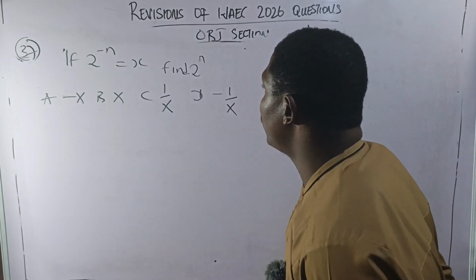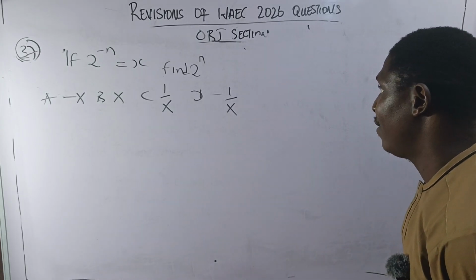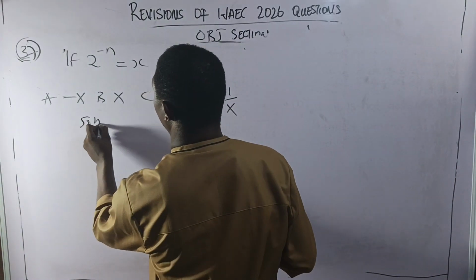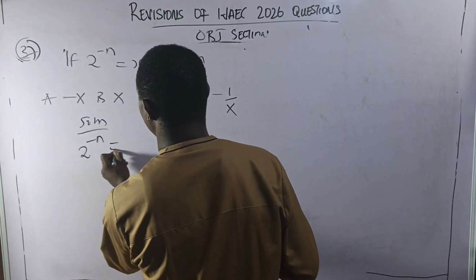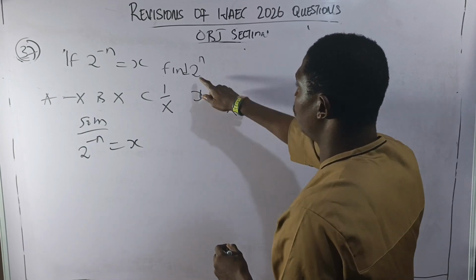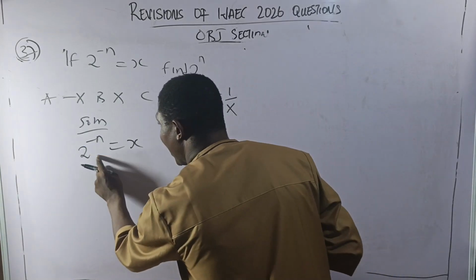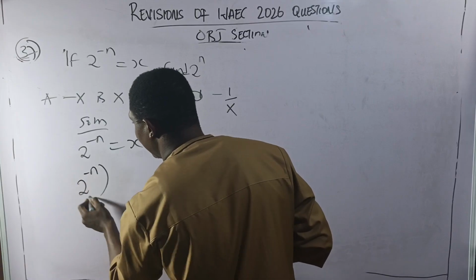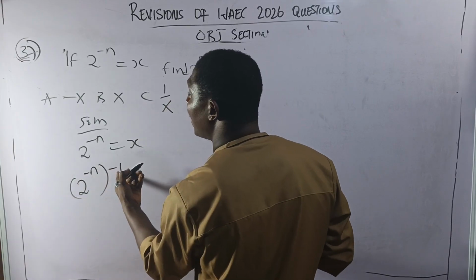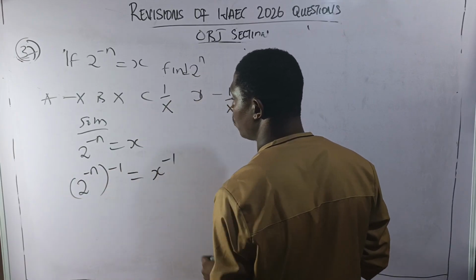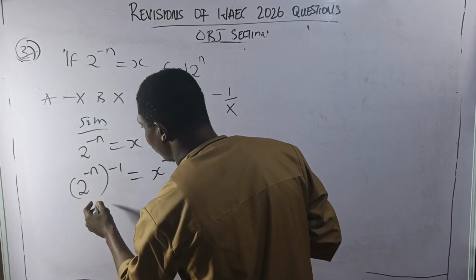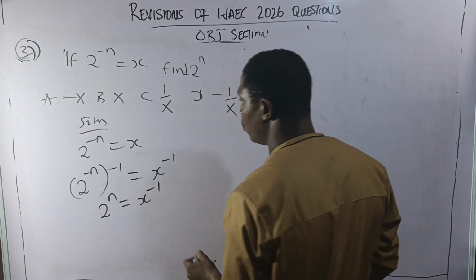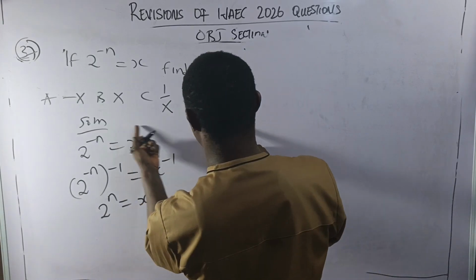We have, if 2 raised to power minus n is equal to x, find 2 raised to power n. Solution. We have 2 raised to power minus n equal to x. I am asked to look for 2 raised to power n. For me to get 2 raised to power n, I need to multiply the power by a negative value. So I have 2 raised to power minus n in bracket to the power minus 1. If I multiply here with minus 1, then I must multiply here with minus 1. And minus times minus will give me plus, and n times 1 is n. So I have 2 raised to power n equal to x raised to power minus 1. There's no x raised to power minus 1 here.